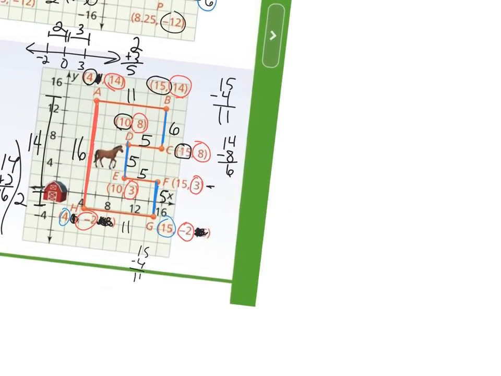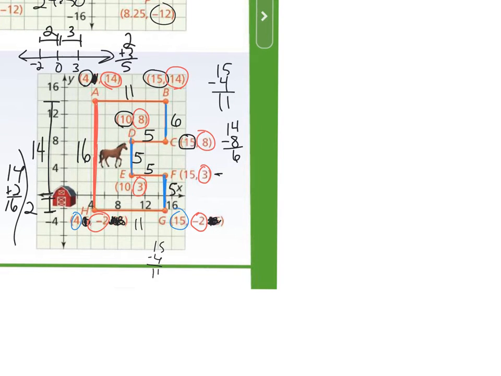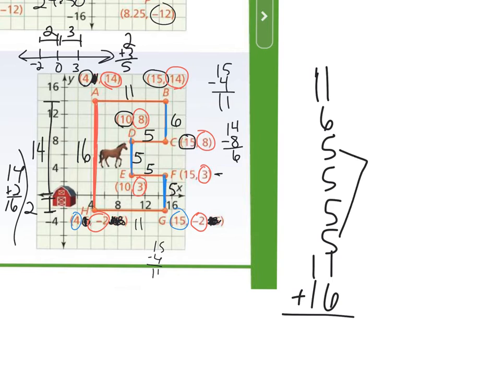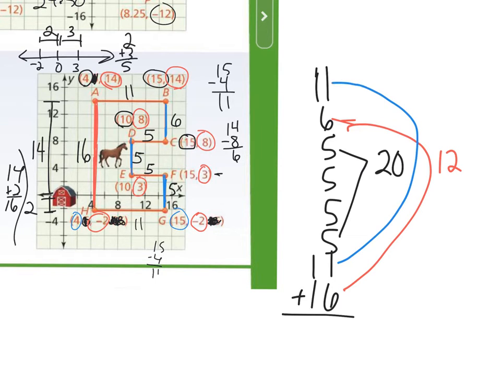Okay, so that's quite a bit there. So we'll just add. We've got 11, 6, 5, 5, 5, 5, 11, and 16. I kind of like that I've got all these 5s, so I'm going to group those together and say 4 5s is going to make 20. I've got a 6 and a 6, which makes 12. And then my two 1s, 1 plus 1 makes 2.